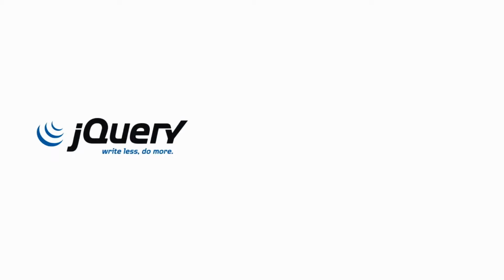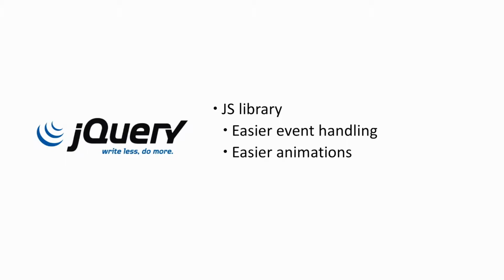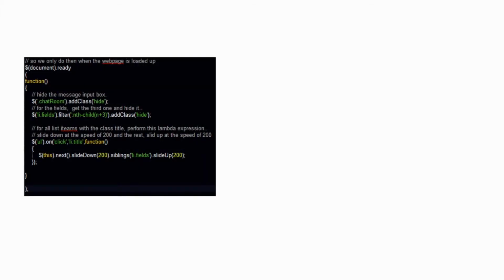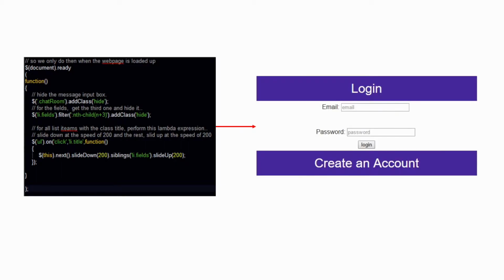Next up is jQuery. Here's some background information about jQuery. jQuery is a JavaScript library which makes event handling easier and it makes animations easier. It does many other things too, but these are the two things we use for this demo. Here's a sample of the code that we wrote, and here's the output it produces.